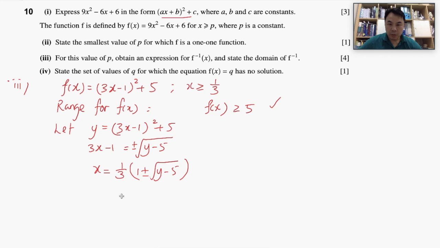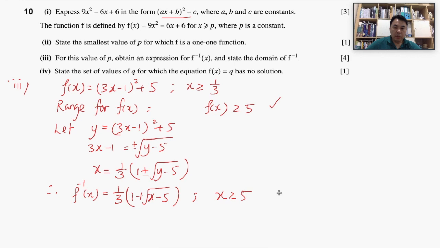Okay, maybe at this point you can write it like this, but later on the inverse function for this we will write as 1/3 of 1 plus the square root of x minus 5. Right. And in this case we can say that the domain must be greater than 5. Domain must be greater than 5. So that is the domain for this. Okay. So that's number 3.